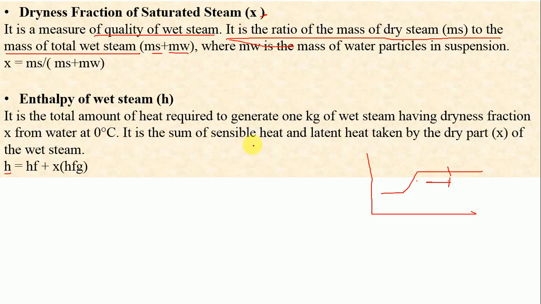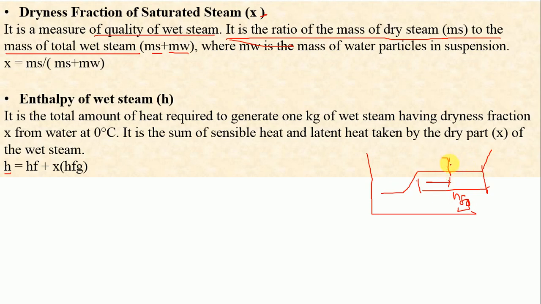It is the sum of sensible heat plus latent heat taken by part X, that is the dry part X of the wet steam. So this is your total Hg. Let's suppose this is your Hg, and this is your dryness fraction.